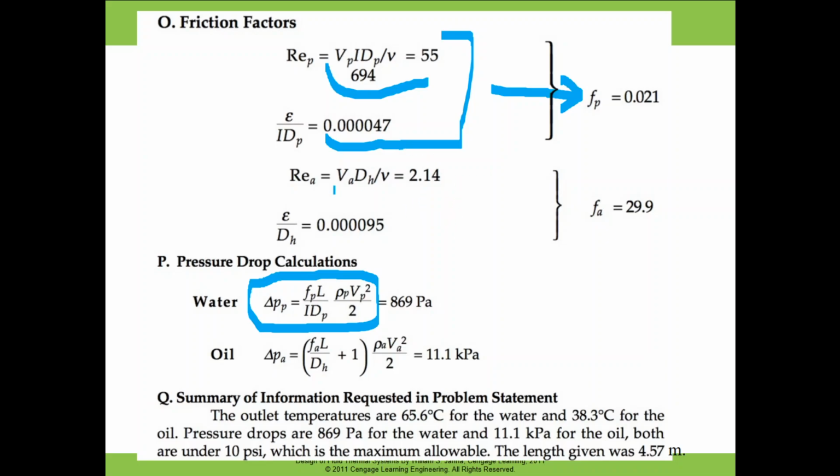For the annulus side, we calculate the Reynolds number for the annulus side. The one important thing that you need to note here is that when you are calculating the Reynolds number for the annulus side, then you have to take the hydraulic diameter into account. So the V annulus multiplied by the hydraulic diameter divided by nu. So it comes out to be 2.14. So both are basically laminar. And this is epsilon over dH. So the friction factor comes out to be 29.9, which is very high in this case.